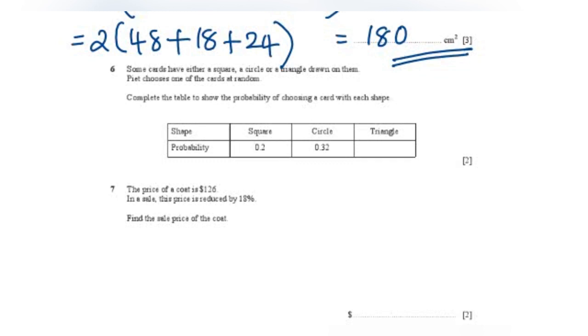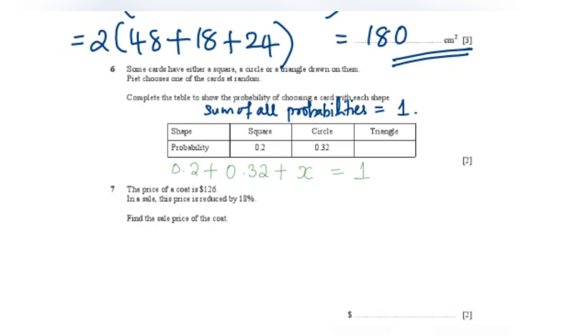So this is from the topic probability. We know that the sum of all the probabilities is always going to be equal to 1. So here let's add all the probabilities. That is the probability of getting a square plus the probability of getting a circle plus the probability of getting a triangle, but it is unknown. So let me give it as x and this is going to give us 1.